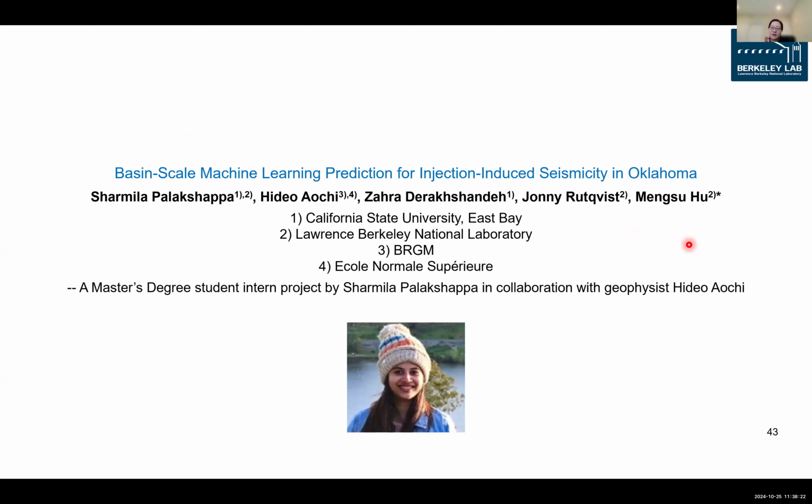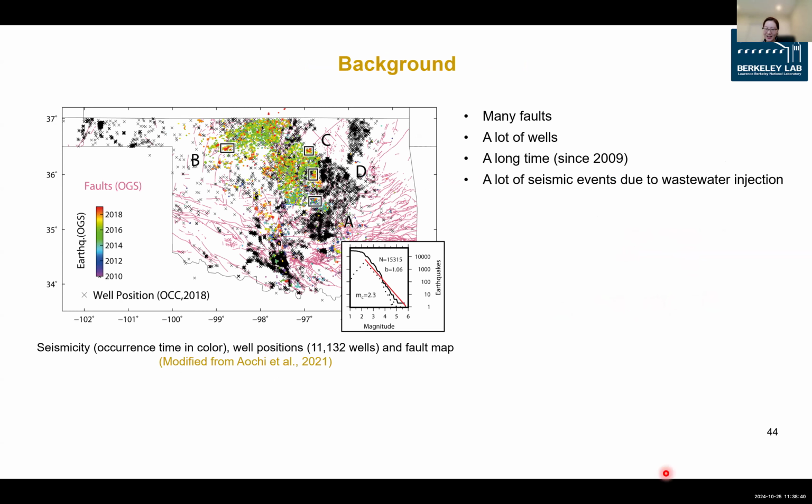And the last part I'd like to share is a basin scale work that was conducted by master students working with us, in collaboration with the geophysicist at BRGM. His name is Hideo Aochi. It's a very interesting project with a headache that we can see.